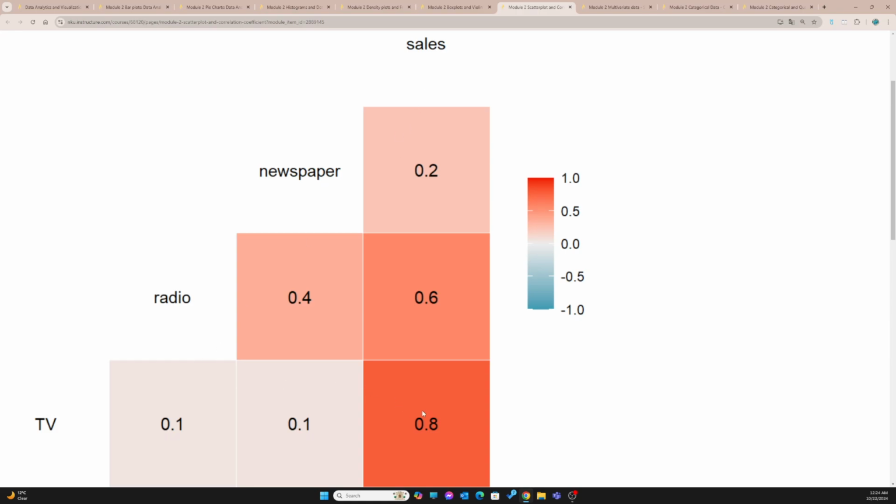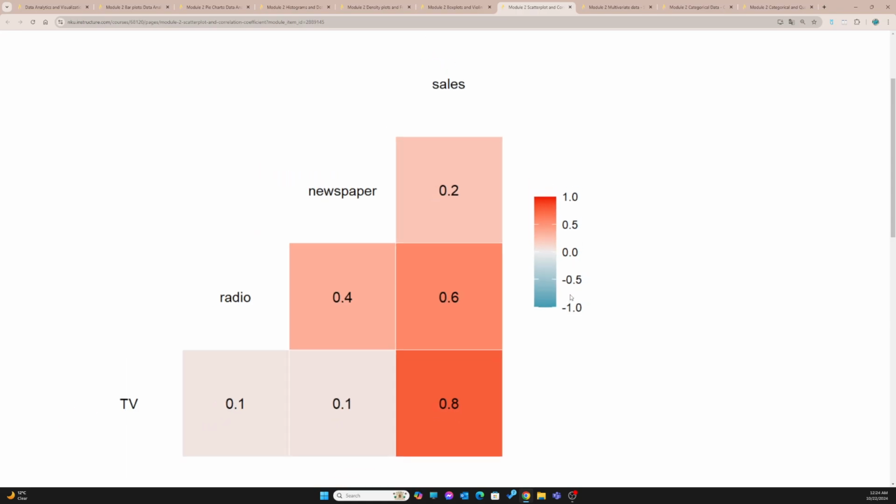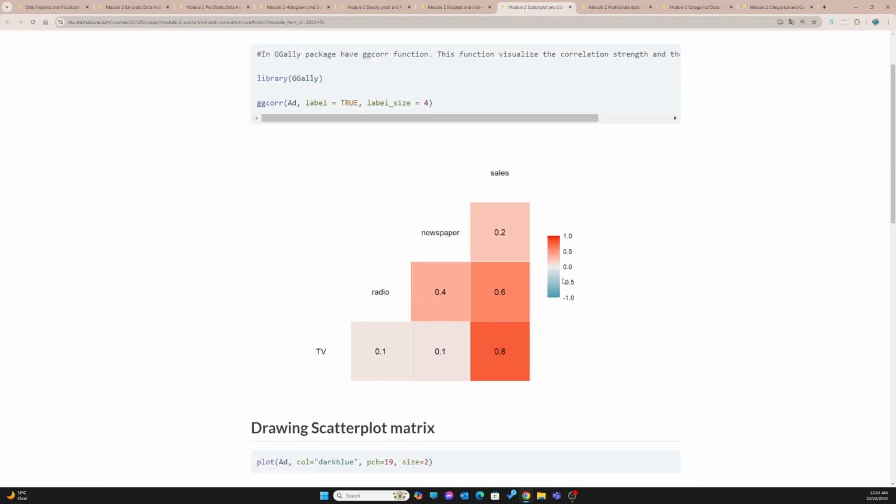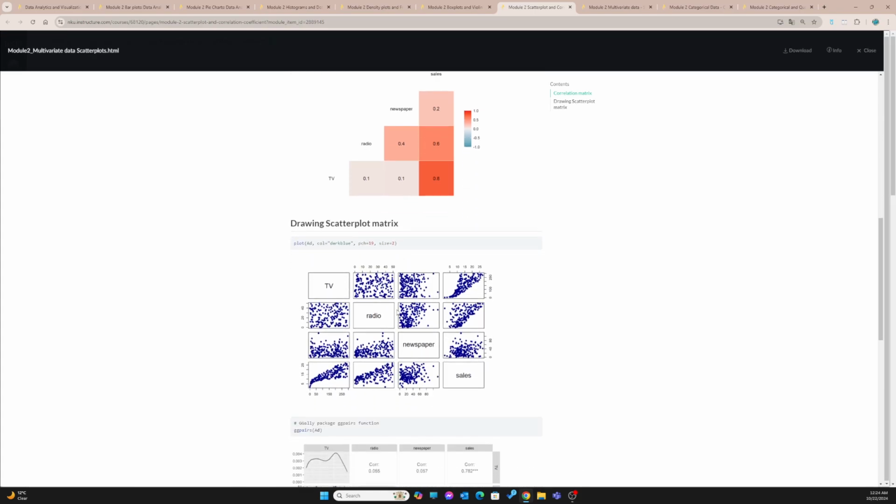Cells and TV are rated 0.8. Newspaper and radio are rated 0.4. TV and radio, this is basically the relation between them. And this color you can see, if it's 1, it means it's positively rated. If it's -1, it's negatively rated. Negatively rated means if one increases, the other decreases, called inversely proportional in physics. Positive or 1 means directly proportional, or if one increases, the other also increases.